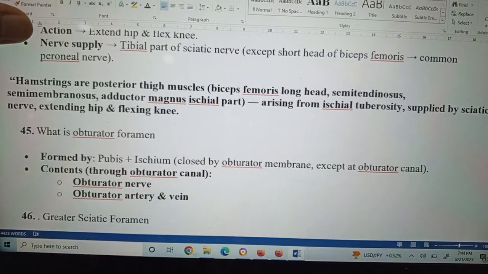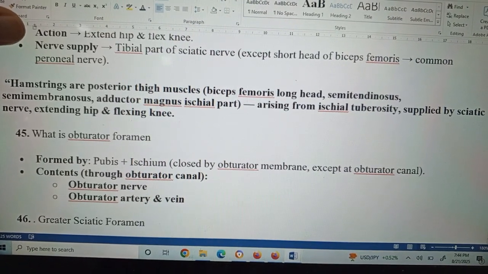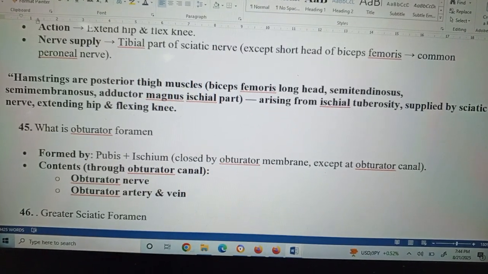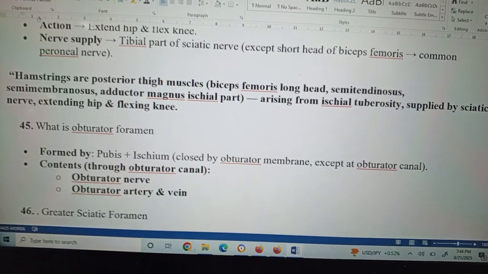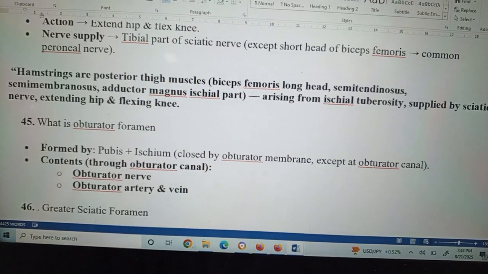Hamstrings are the posterior thigh muscles: biceps femoris long head, semitendinosus, semimembranosus, and adductor magnus ischial part, arising from the ischial tuberosity. Supplied by which nerve? Sciatic nerve.